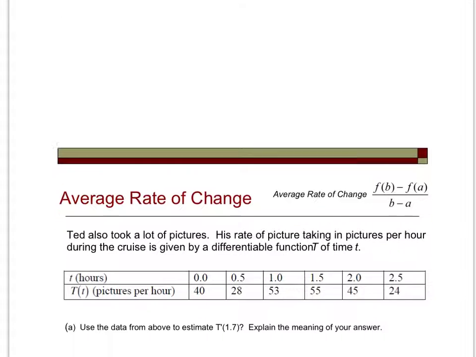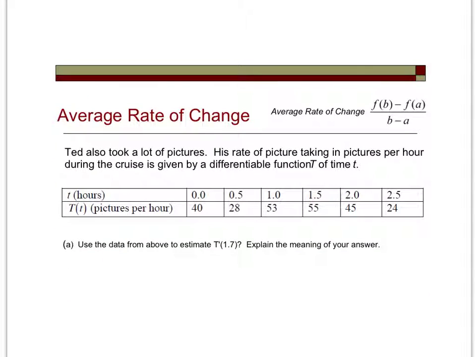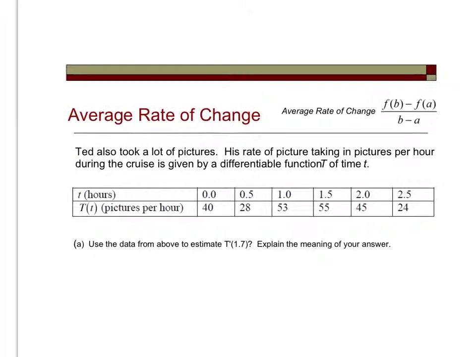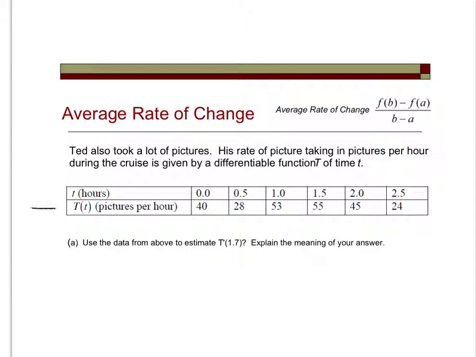Let's say that we're given, instead of the number of pictures, Ted's also taking pictures, but for Ted, we know his rate. We're told the same amount of hours, and this is the rate at which he's taking pictures. Then we're asked to find the derivative at 1.7. Let me pause for a second.